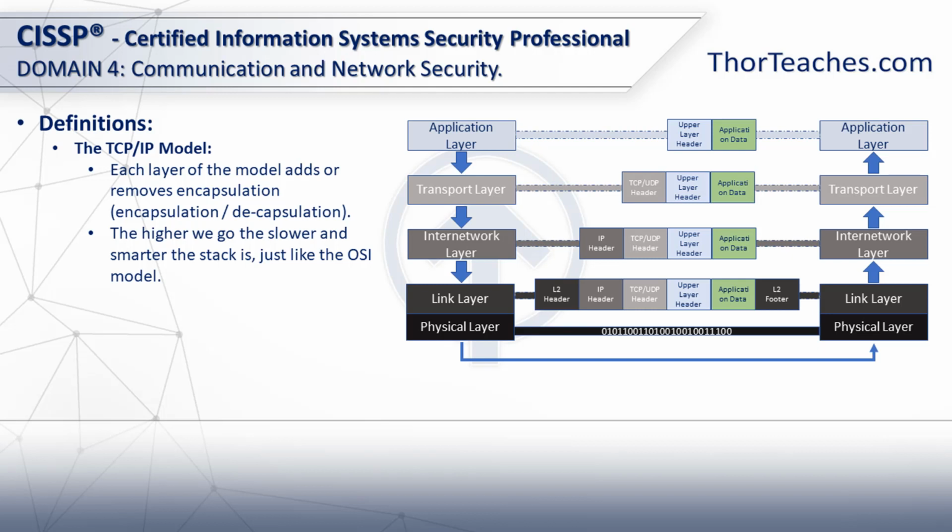So for each layer of the TCP/IP model, we either add or remove the encapsulation. It's called encapsulation or decapsulation. And the higher up the stack we go, the slower and the smarter the stack is, exactly like the OSI model.